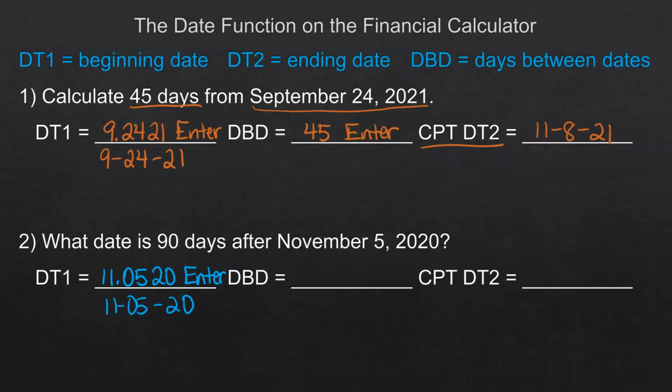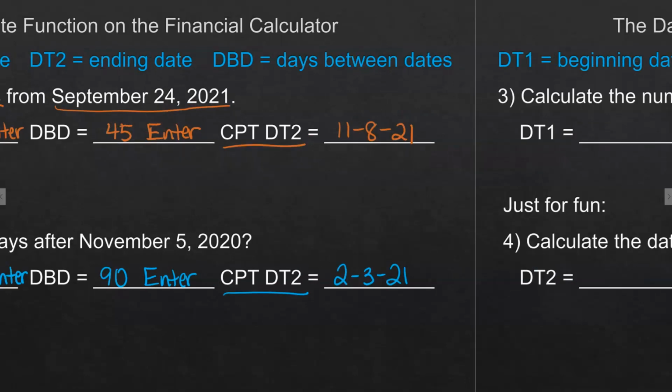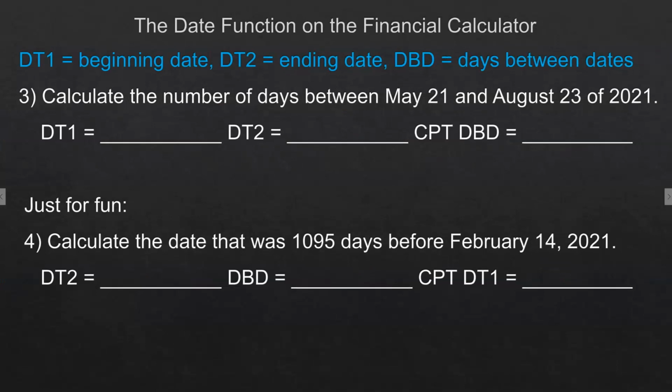Then on DBD, we're going to type in 90 and push enter. And then last we compute DT2, and that's going to give us a date 90 days after November. And look at this, we are in the month of February in 2021. So you guys, you have to follow this guidance exactly. Your book has some examples of this too. Just ignore the parts where they're trying to have you do it with counting. Just use your calculators. That's the best way.